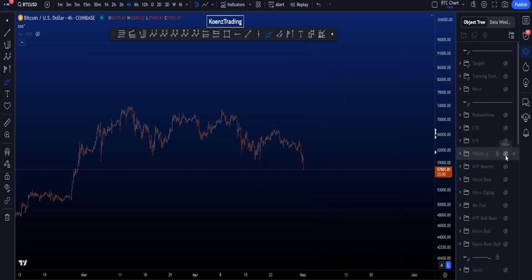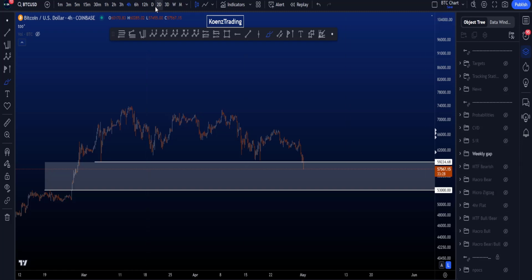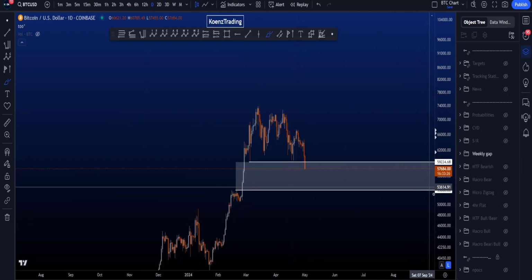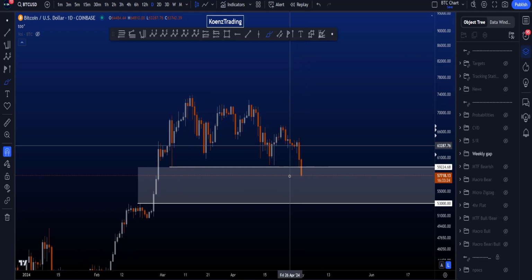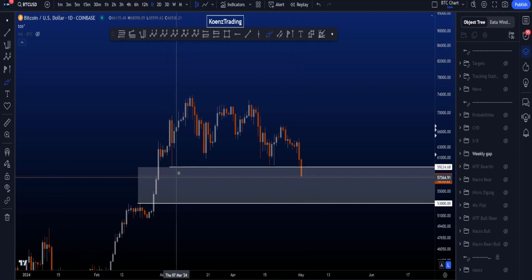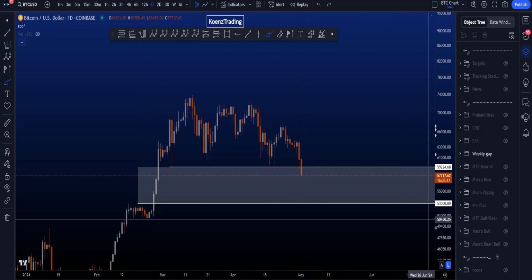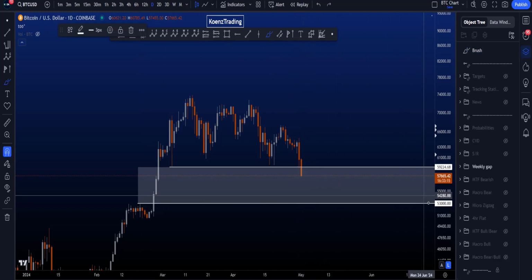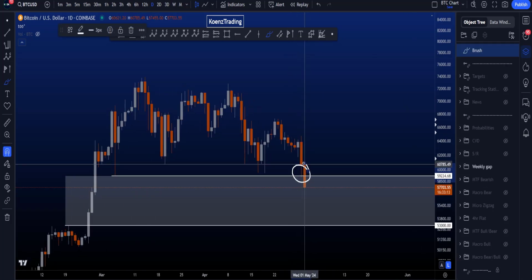Now to the downside, we do have a little bit of support. We have a weekly gap here that has been tested once. Now we're moving inside the gap. So this is a gap on the weekly time frame from this low to the high. And we tested it once with this daily candle over here, having a little bit of support, as you can see, which is very common.